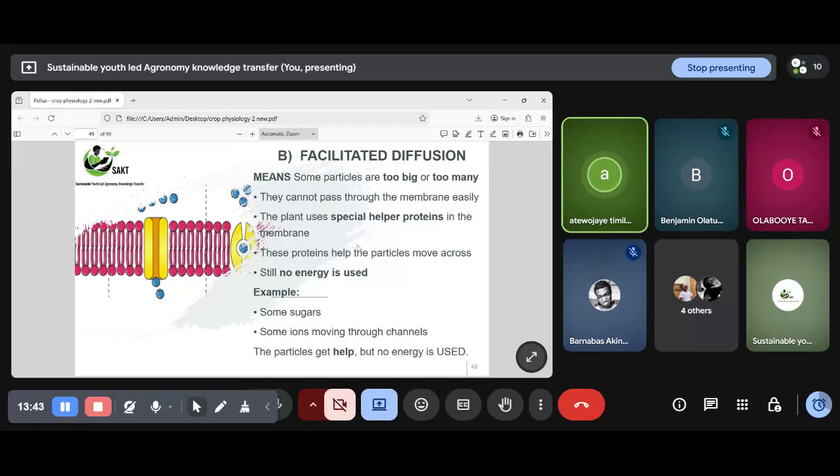Now we have what we call facilitated diffusion. This means some particles are too big or too many. They cannot pass through the membrane. The plant uses special helper proteins in the membrane. It's like you need an external push. They need some help. So plants use special helper proteins in the membrane, and still no energy is used. Some sugar and ions move through the channels, but no energy is used.